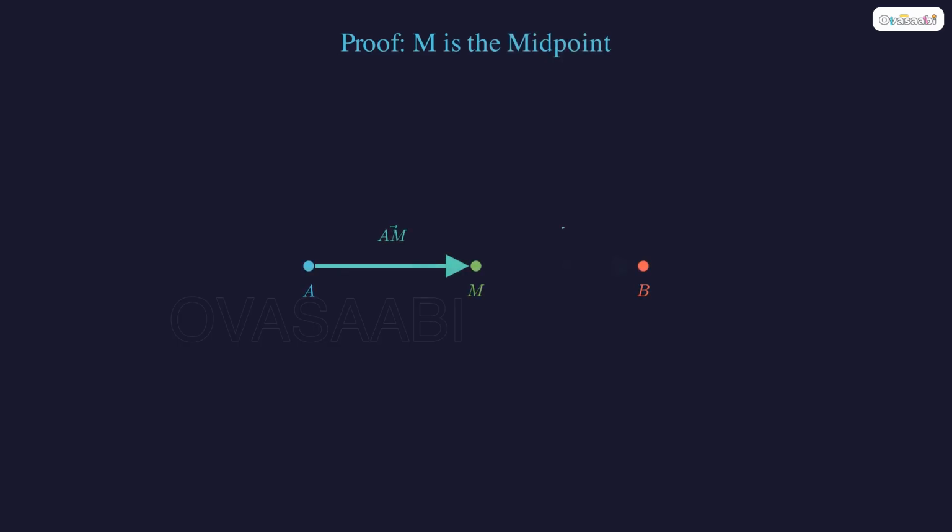We can prove M is the midpoint by showing vector AM equals vector MB. This means M divides AB into two equal parts.